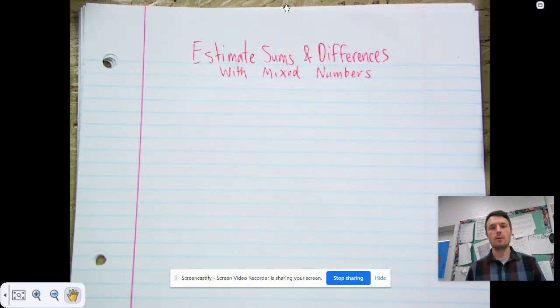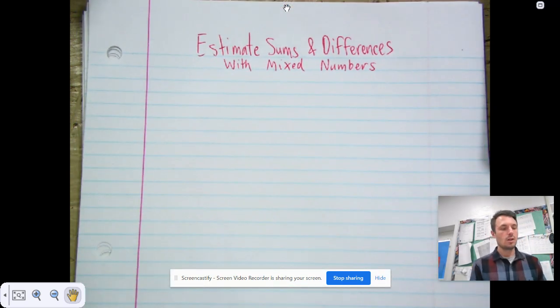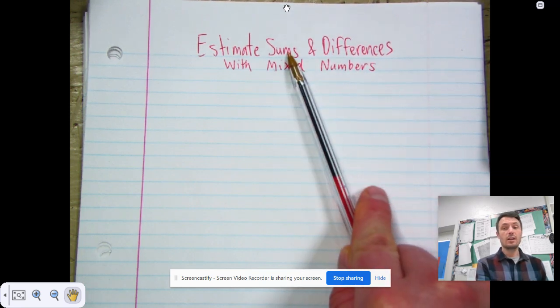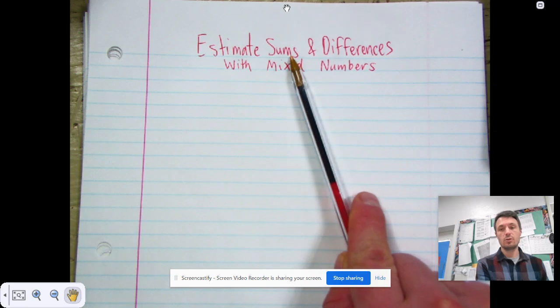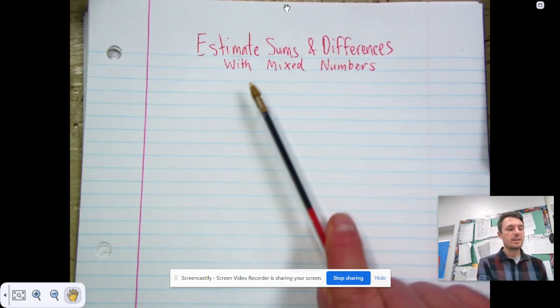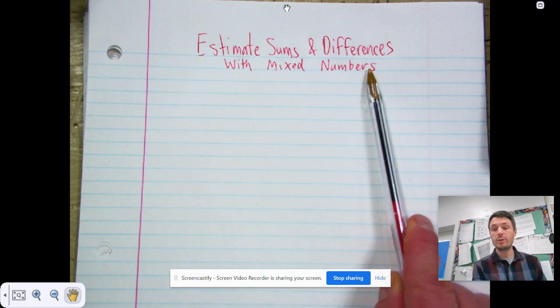So as you can tell from today's title, since it says sums and differences, we will be adding and subtracting, because a sum is the answer to an addition problem and a difference is the answer to a subtraction problem. And since it says mixed numbers, you know we'll be dealing with fractions, because a mixed number is a number that has a whole number part and a fraction part.